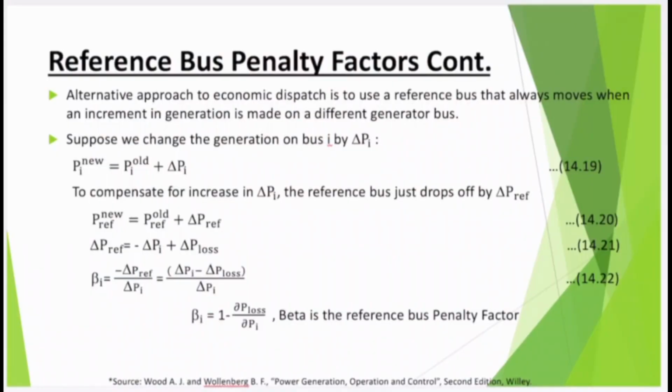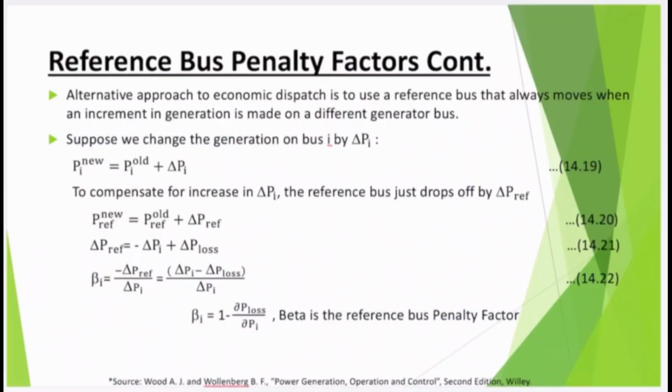Suppose we change the generation on a bus by delta Pi. Means we had 500 megawatt, now I'm changing to 505. So what is my new output now? The P old plus the incremental change delta Pi. To compensate for the increase in delta Pi, the reference bus just drops by delta P reference. Means I do have n number of generators. One generator increases its output, the second generator must drop, the reference bus must drop, because the reference bus is always in the process of accommodating all the dynamics that happen in the rest of the generators.